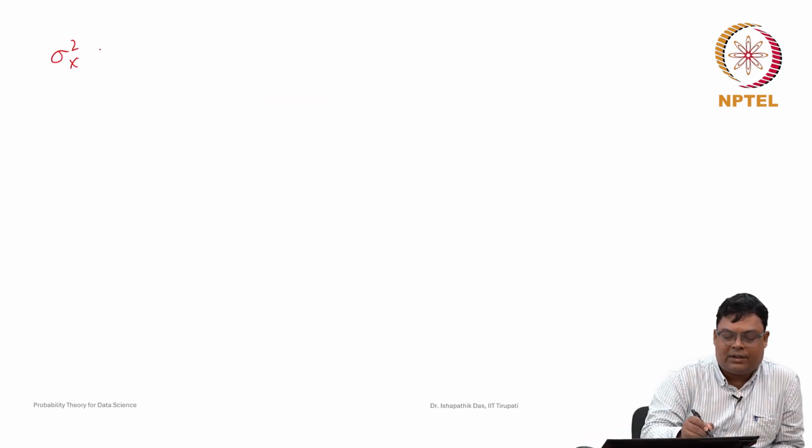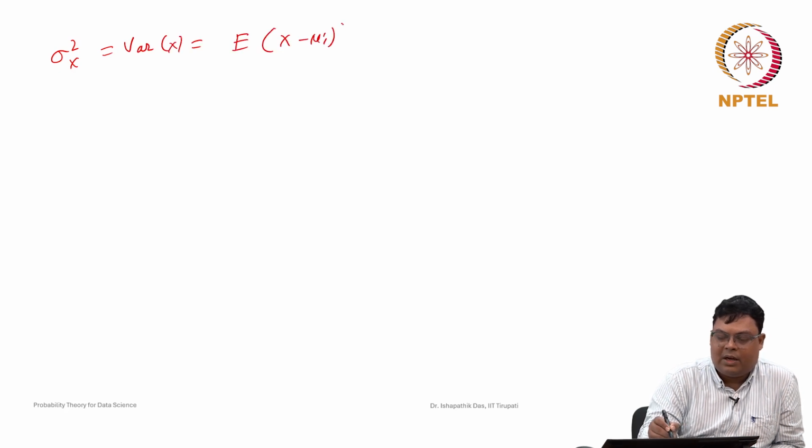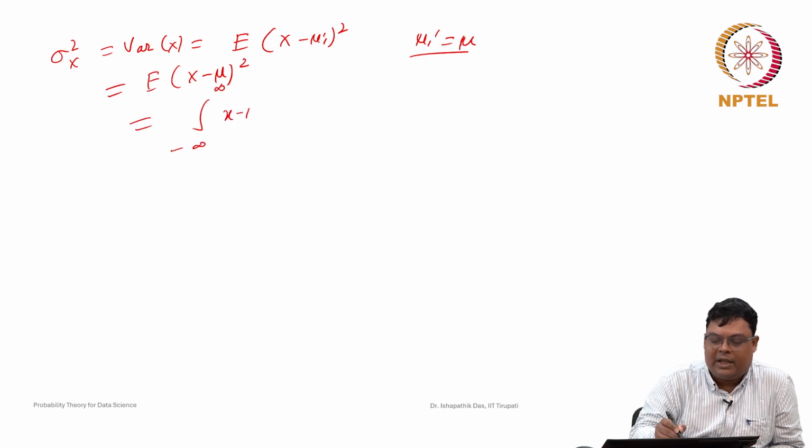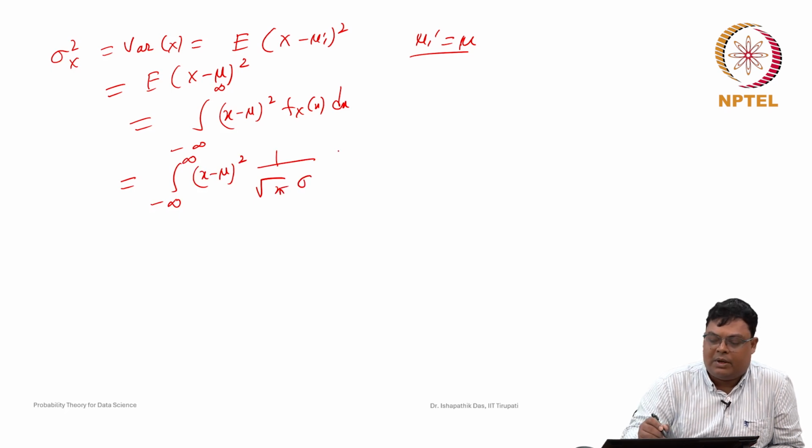So, sigma square x, that is variance of x, is nothing but expected value of x minus mu 1 dash whole square. Now, mu 1 dash is mu, we have already found that. So, this is nothing but expected value of x minus mu whole square. What is the formula? It is nothing but integral from minus infinity to plus infinity of x minus mu whole square f x of x dx. So, this is integral from minus infinity to plus infinity of x minus mu whole square times 1 by root 2 pi sigma, this is the density function I am writing, e to the power of minus x minus mu whole square by 2 sigma square dx.